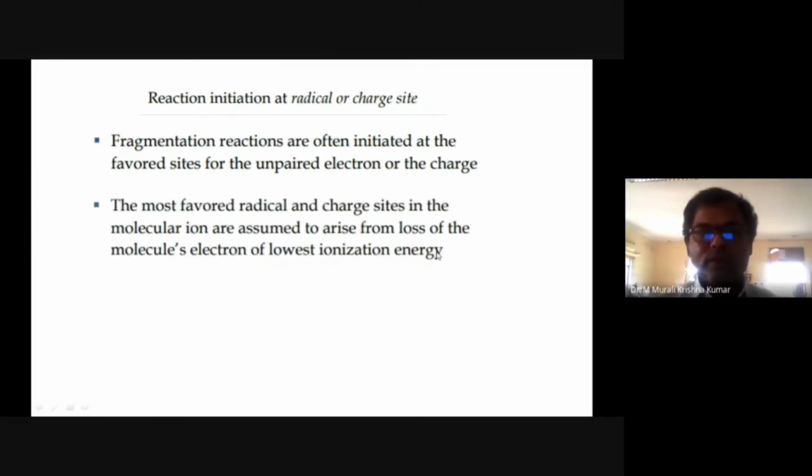So fragmentation usually happens, reactions are often initiated at the favored site for the unpaired electron or the charge. Let's say we have a molecule. What is the name of this molecule? 1, 2, 3, 4, 5. It is a pentanol.